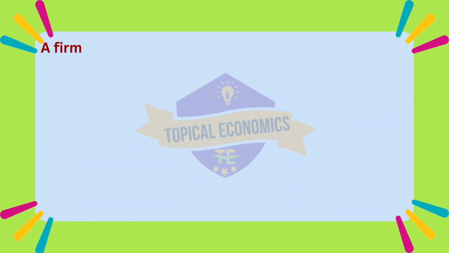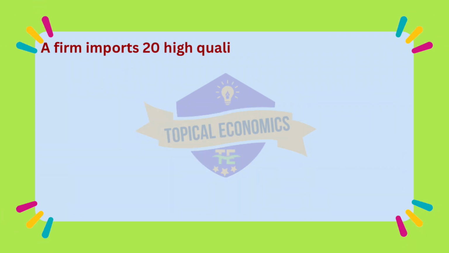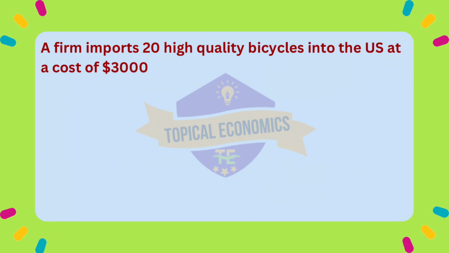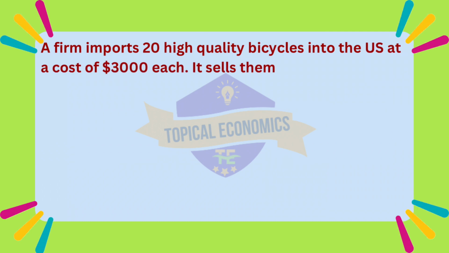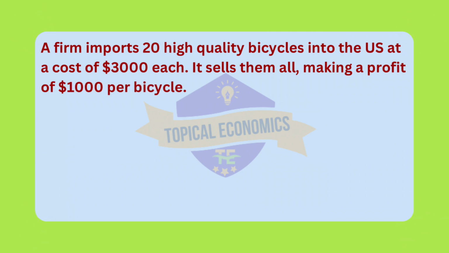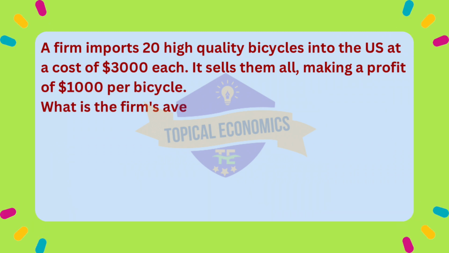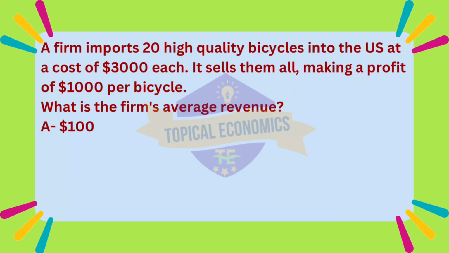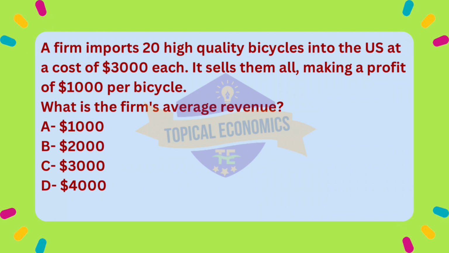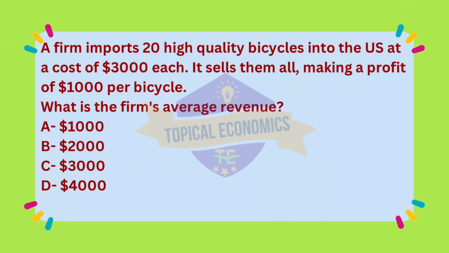Moving to question 6. A firm imports 20 high-quality bicycles into the U.S. at a cost of $3,000 each. It sells them all, making a profit of $1,000 per bicycle. What is the firm's average revenue? A. $1,000. B. $2,000. C. $3,000. D. $4,000. Reference, 2021 October-November version 3.